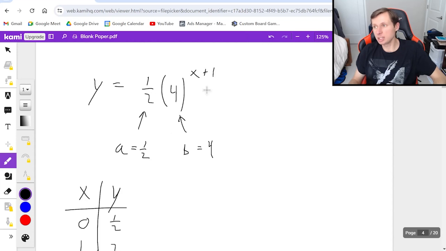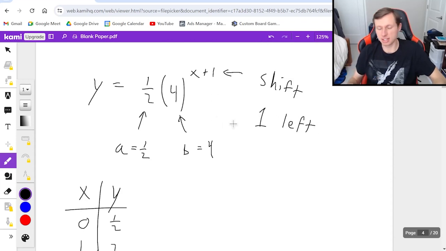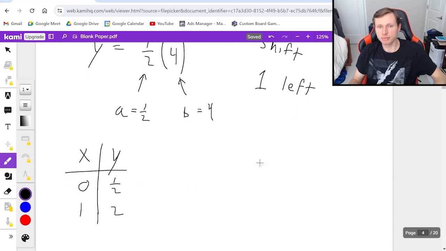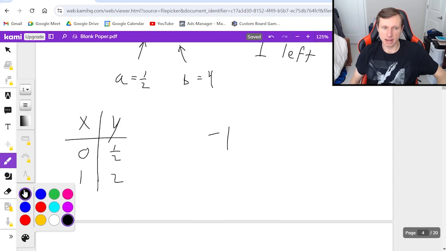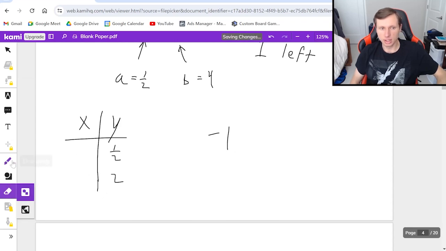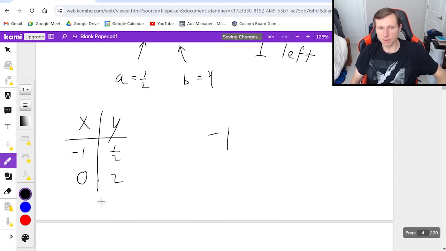In other words, the only time I have to worry about scaling is if it shows up in the exponent next to that x. But then I see the +1 here. The +1 is going to be a shift, and that's going to be a shift 1 to the left, and it's to the left because it's the opposite for the x values. So then that means I'm shifting my x values 1 to the left. That means -1 for my x values. So instead of 0 and 1, it's -1 and 0. And there we go. I've got all of my shifts and transformations taken care of.